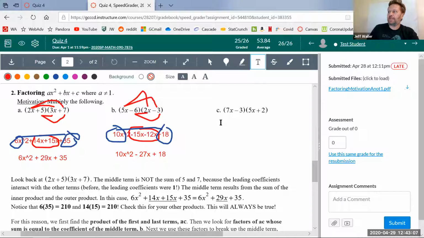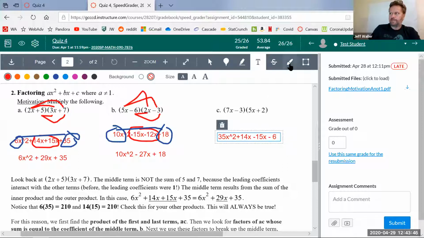So when I multiply this one out, I get 7 times 5 is 35x squared, right? Let me move you down. You're a little too high up there. Okay, so that's 7 times 5 is 35x squared. 7x times 2 is 14x. And then the negative 3 gets a turn. Negative 3 times 5 is negative 15x. And then negative 3 times 2 is negative 6.